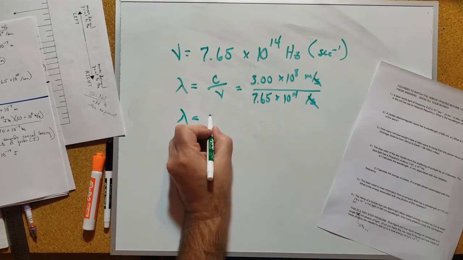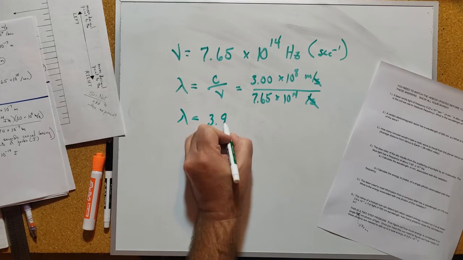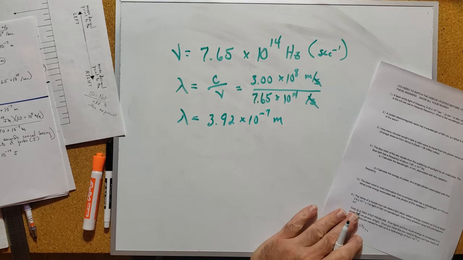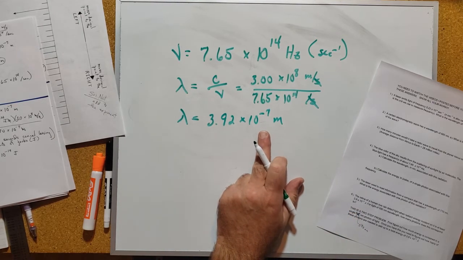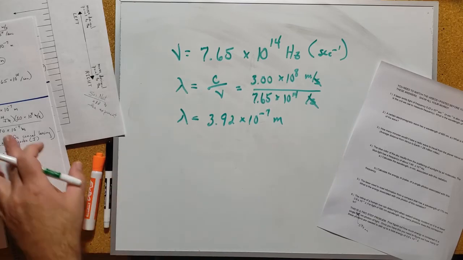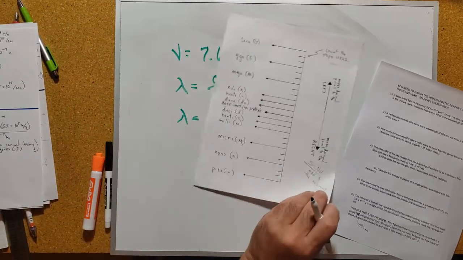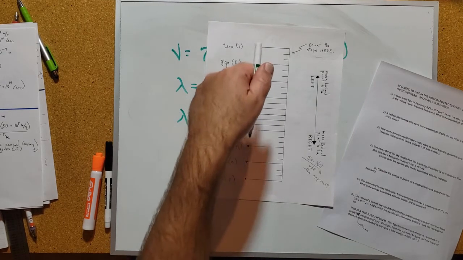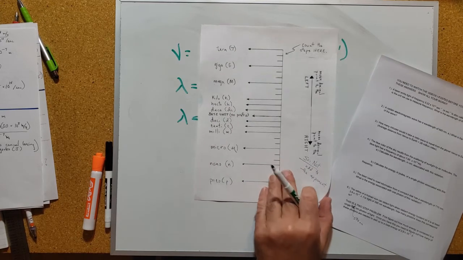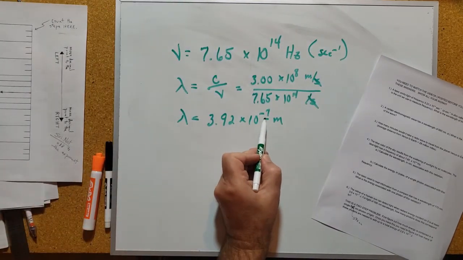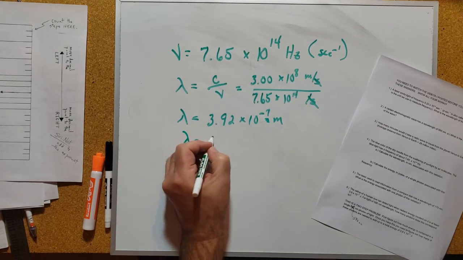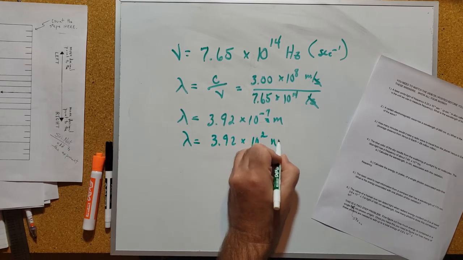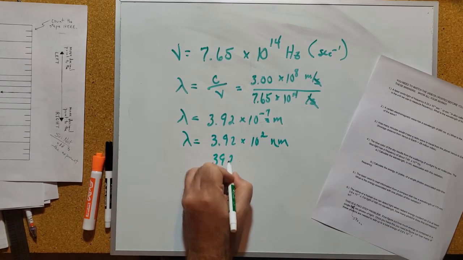I will get 3.92 times 10 to the minus 7 meters. All right, now we do want to convert this to nanometers. According to the problem, they ask us for that. Again, how do we get from the base unit of meters down to nanometers? It's 9 jumps. We're going down the chart, so we want to add 9 to the exponent. So if we add 9 to the negative 7, we get lambda. It's 3.92 times 10 squared nanometers, which is 392 nanometers.